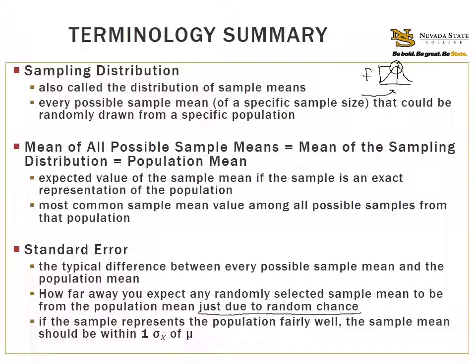So if the sample represents the population fairly well, or in the next lecture, if whatever you did had no effect, then the sample mean should be within one standard error of the population mean. So between a z-score of -1 and +1.